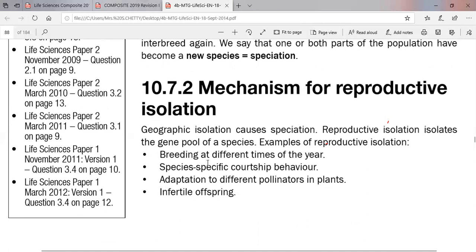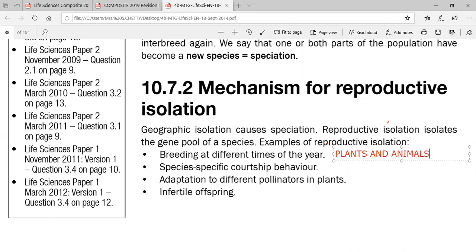So you'd find that if they're in a completely new environment, they breed at different times of the year. This one applies to both. Let me just say what each one applies to, because some of them apply only to plants and some of them apply only to animals. So this one applies to plants and animals. So breeding at different times of the year. If they're separated by an ocean, for example, some of them would breed in June, some of them would breed in December. So if they're breeding at different times of the year, that becomes a barrier that will prevent them from breeding with each other when they meet up with each other.